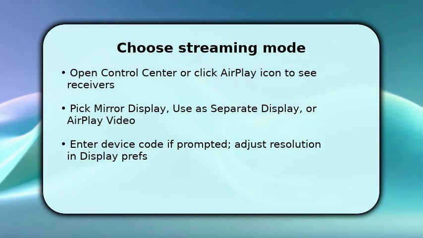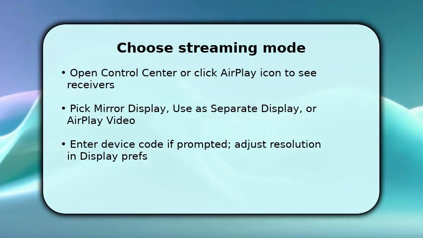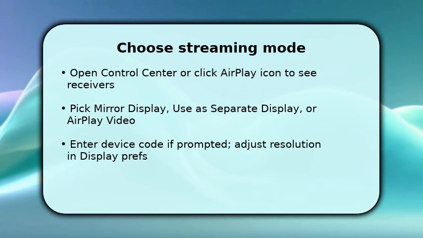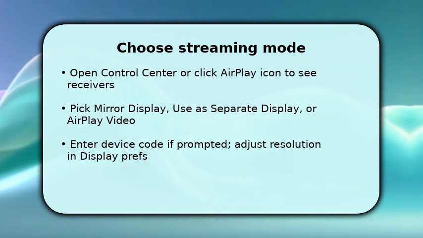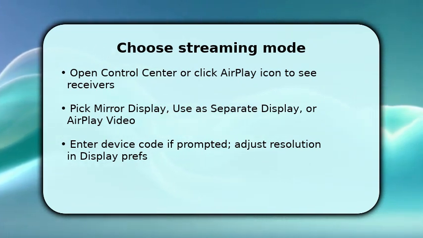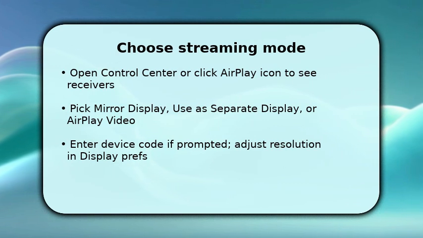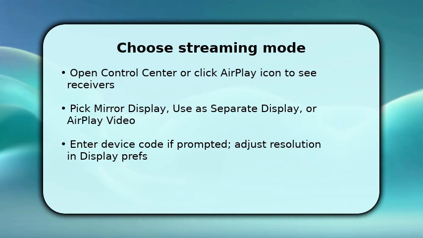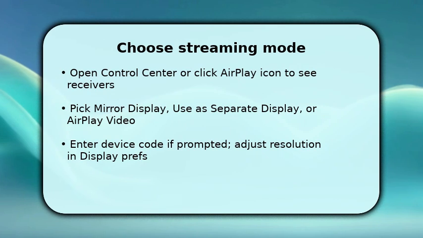Next, choose how you want to stream and why each option matters. Open Control Center or click the AirPlay icon. Select the target device from the list. Choose Mirror Display to show the same screen, use as Separate Display to extend your workspace, or AirPlay Video to send only media. If a code appears on the receiver, type it to authenticate.